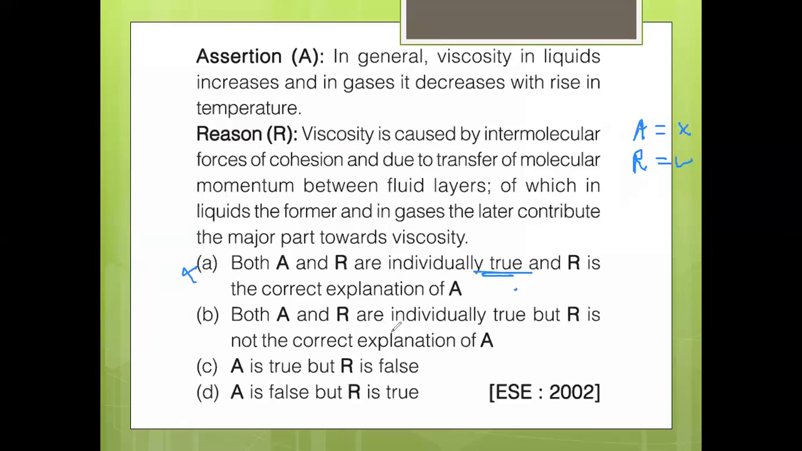Option B: both A and R are individually true, but R is not the correct explanation of A. Now here it is saying that A is also correct, but we have found that A is wrong. So option B is also not correct. Option C, again it is saying that A is true, but it is not the case. So option C is also wrong. Option D, A is false, but R is true. So it is matching with our conclusion. So option D is the correct answer.